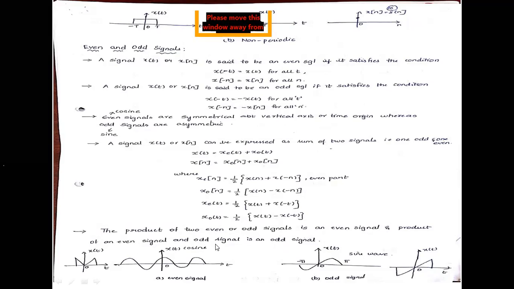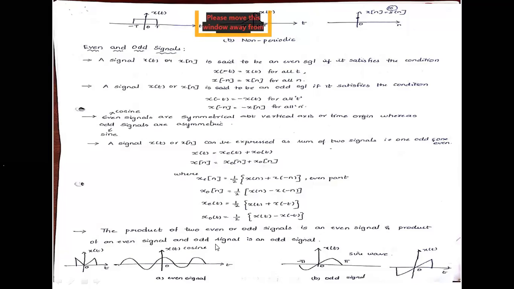Understood? Plus into minus and minus into plus, plus into plus and minus into minus. Let us take that plus is even and minus is odd. Plus into minus, you'll get minus only, or minus into plus is only minus. But plus into plus is always a plus. Minus into minus, you'll get plus.